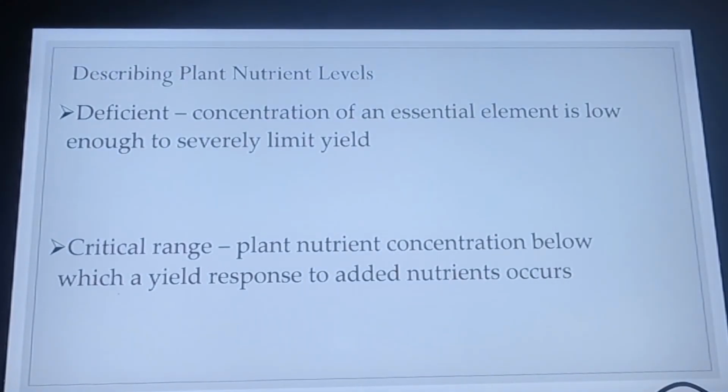Then we have this critical range where the nutrient concentration is a little bit below the yield, but when we apply that nutrient, we do get a yield response. If it's deficient, we would definitely get a yield response, correct? But if it's at that critical range, that's what they call hidden hunger. You don't necessarily recognize it until you've already harvested. And then you're like, what happened? Oh, we didn't have enough nutrient there.